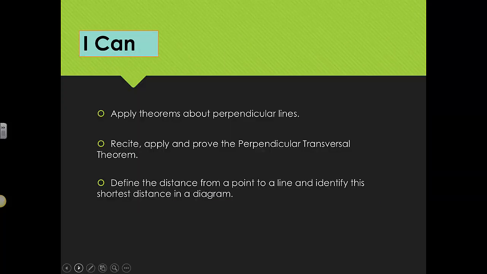By the end of this lesson, you should be able to say, I can apply theorems about perpendicular lines, I can recite, apply, and prove the perpendicular transversal theorem, and I can define the distance from a point to a line and identify the shortest distance in a diagram.